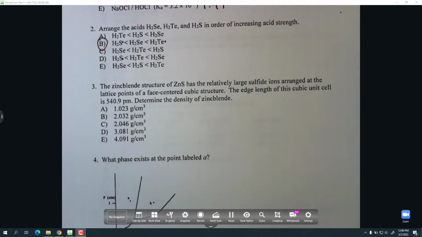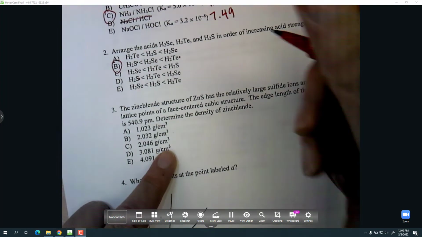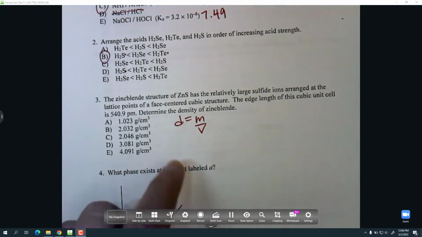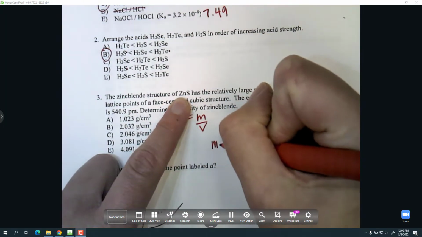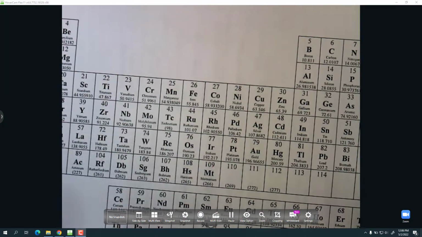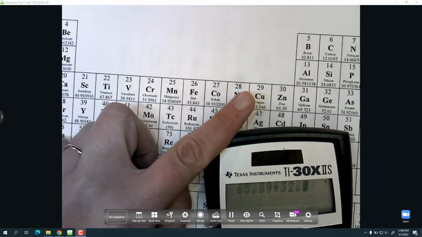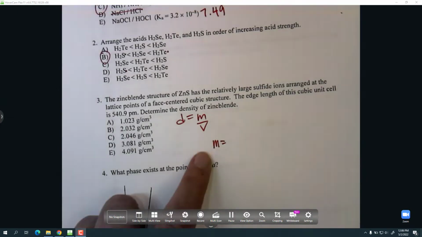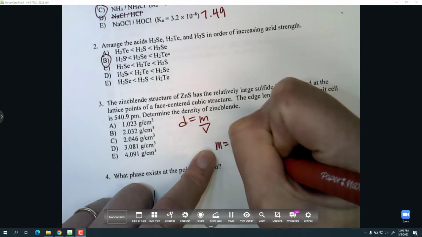All right, for this zinc blende structure, ZnS, relative edge length. Okay, determine the density. So remember, density is mass divided by volume. For my mass, I have Zn and S, zinc 65.39 and sulfur 32.07, so 97.46. That's how many grams are in 1 mole.